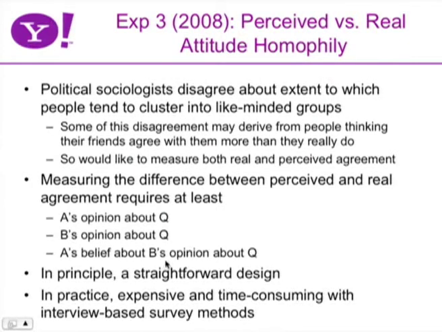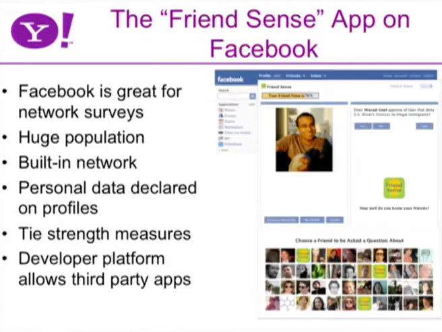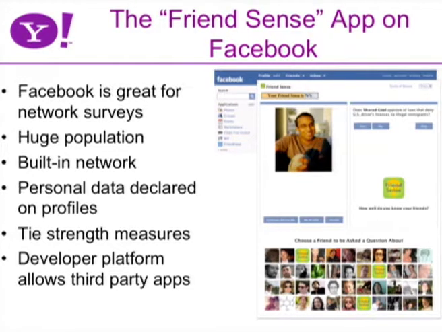So this is not difficult to do in principle. It's just very time-consuming and expensive if you want to do it with the standard interview-based survey methods. So right around this time, as luck would have it, Facebook launched their third-party app developer platform. And we thought, Facebook is perfectly designed for this. The network is built in. It's a very large population. And we can effectively run a network survey on top of this.